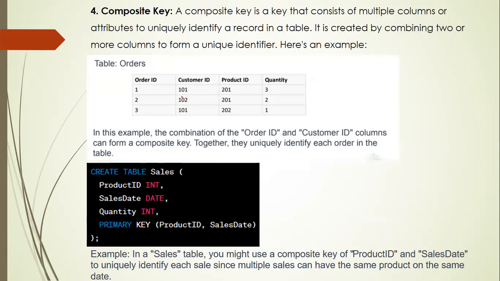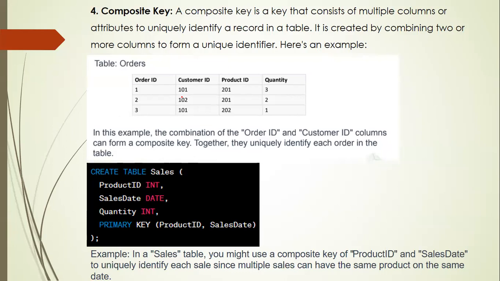Now if you see here, there will be an orders table which has order ID, customer ID, product ID, and quantity. If you take the combination of the order ID and customer ID columns, they can form a composite key. So they uniquely identify each order in the table.